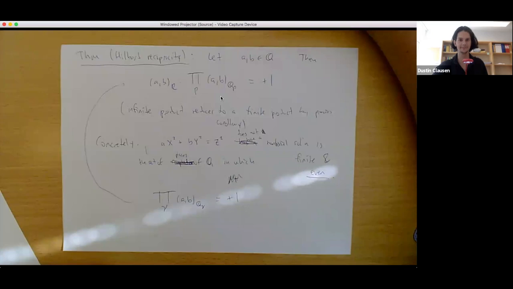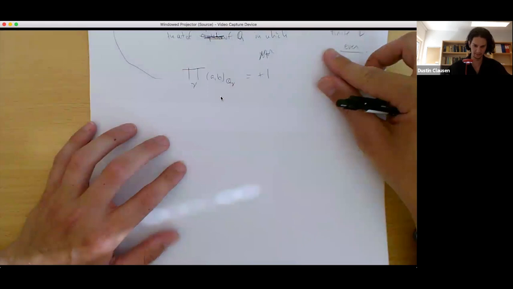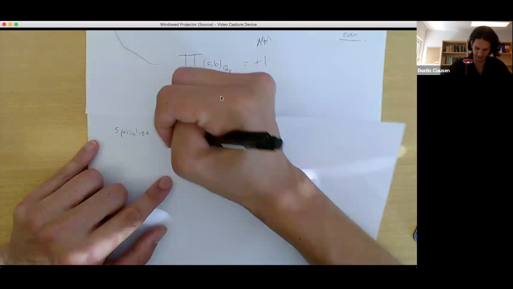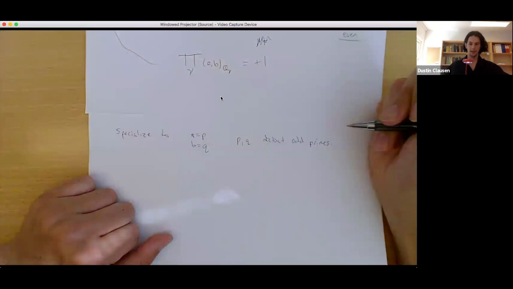So I want to show that the Hilbert reciprocity law implies the quadratic reciprocity law. So let me remind you of the quadratic. Well, actually, it'll just come out. So let's specialize. We're allowed to take any non-zero rational numbers. Let's specialize to a equals p and b equals q, where p and q are distinct odd primes. And let's figure out what this Hilbert reciprocity is saying.